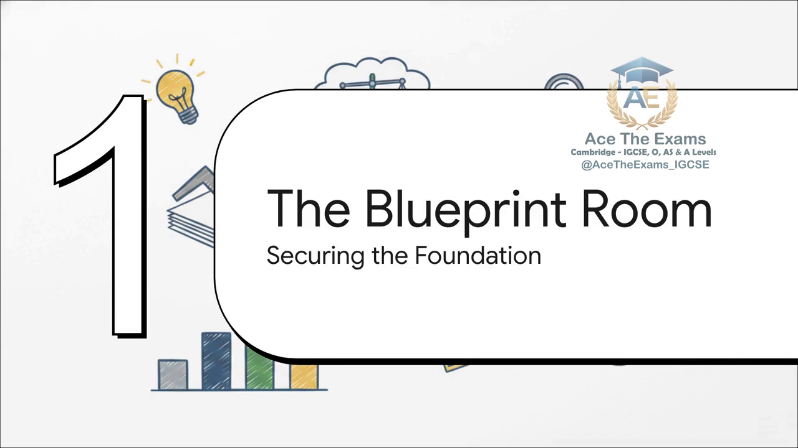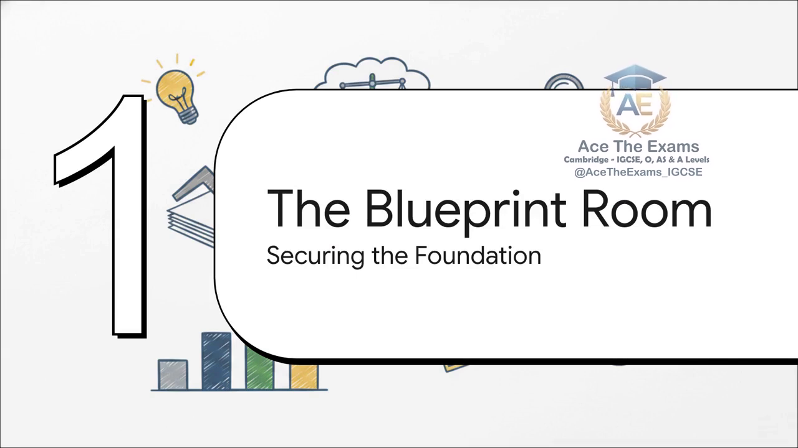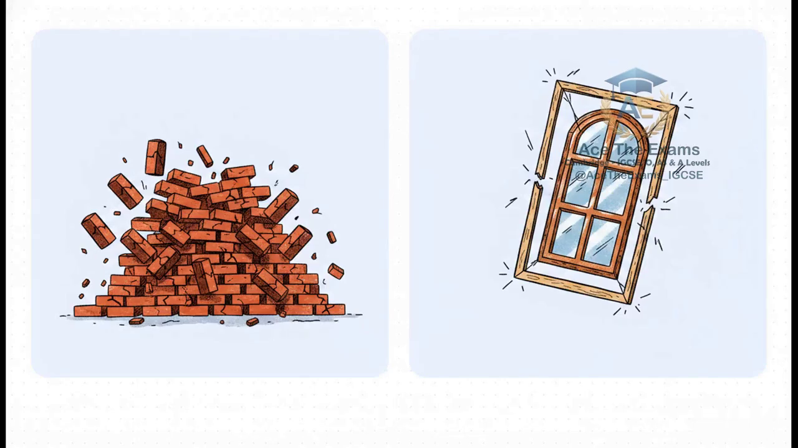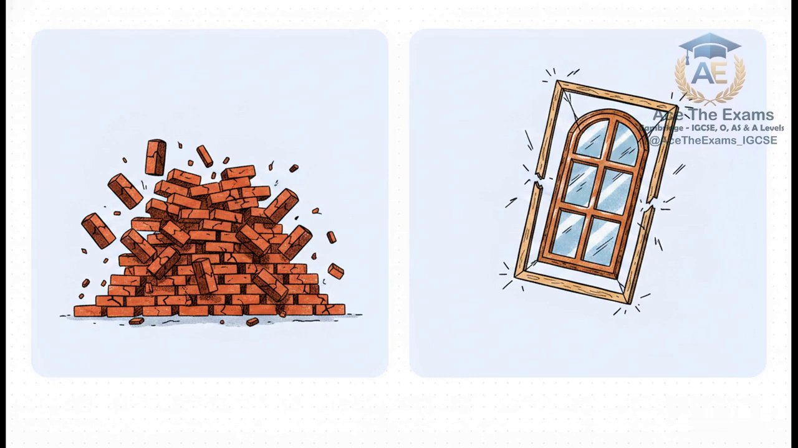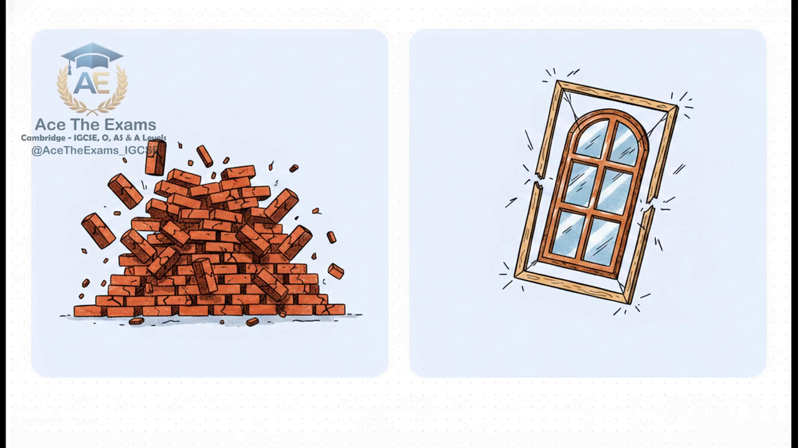Phase 1 of our project, the blueprint room. It is time to secure the foundation. Right, securing the foundation of any accounting argument requires the correct materials. In our case, those materials are trade receivables, trade payables, and inventory turnover. You literally cannot build a solid analytical skyscraper if you do not intimately understand how these three materials interact with one another.